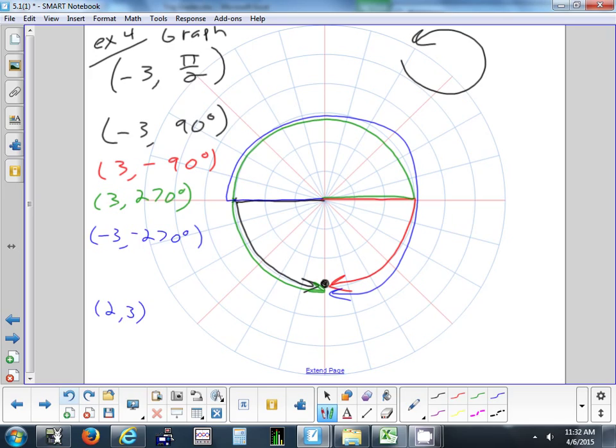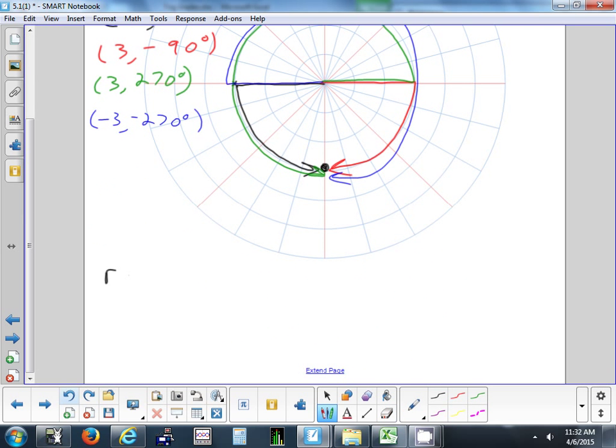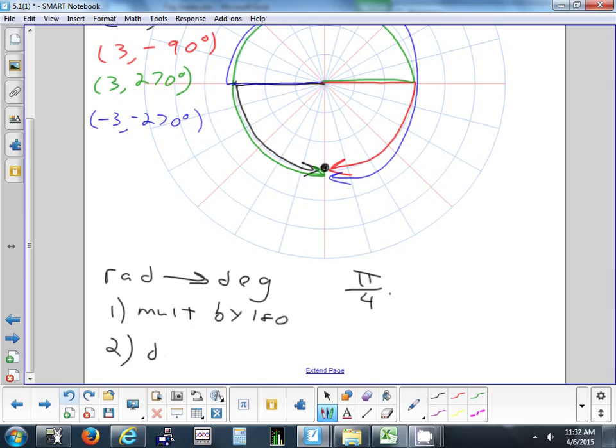What's the thing to go from radians to degrees? From a radian to a degree? Yeah. So it's 2 steps. If you have a radian like pi over 4, you multiply by 180 over pi, right? Yep. So 180 on the top, pi on the bottom. So it'd be just like this.